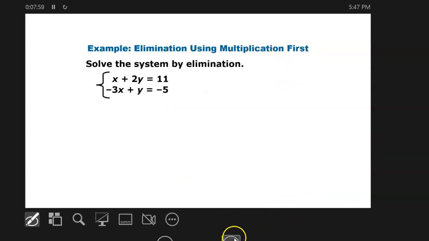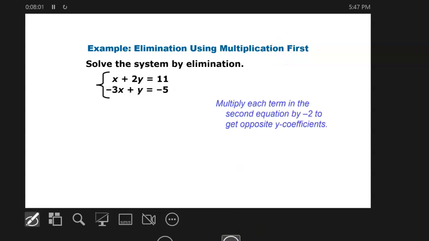All right, let's look at the next one. On this equation, we can see that if I added the two together, I would get negative 2x plus 3y. I don't eliminate a variable. If I subtracted 1 minus negative 3, that's going to give me 4x. 2 minus 1 would give me 1y.